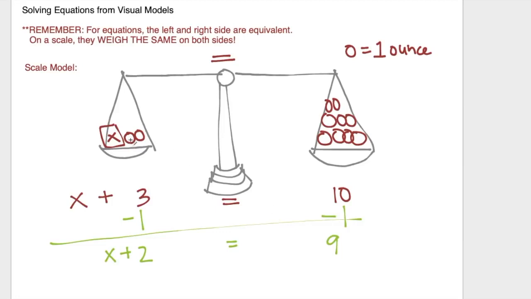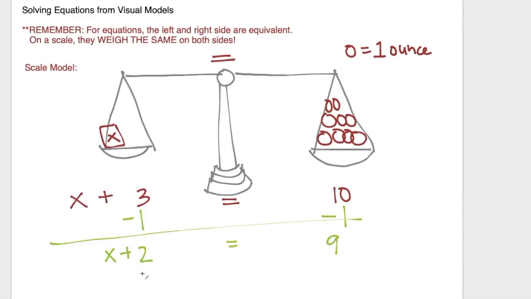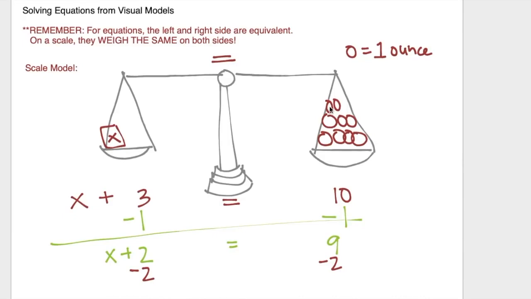But this time let's take away 2 on the left-hand side. So take away 1. Now I take away 2. So then it's lopsided again, right? So I have to do the same thing on both sides because I cannot just take away 2 here and not take away on the other side. I have to take away on the other side as well. So I'm going to go ahead and take away this one on the right-hand side.